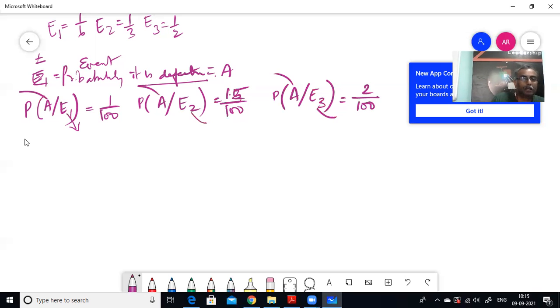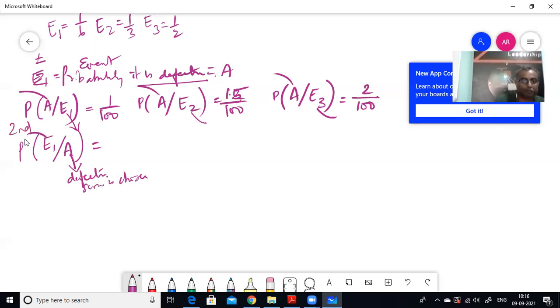Now what we have to find out is: a screw is chosen at random at the end of the day and found defective. What is the probability that it comes from machine A1? A defective screw is chosen. This is coming first. What is the probability that it is coming from machine A1? This is coming second. This only you have to find out. Now, very simple. You have to just apply the formula. You know all of this.